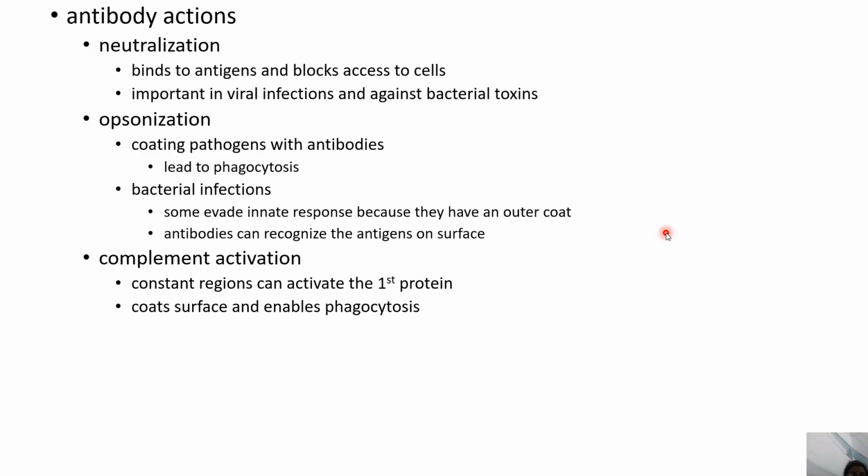Okay, neutralization binds to antigens and blocks access to cells. It is important in viral infections and against bacterial toxins. Opsonization is coating pathogens with antibodies, leading to phagocytosis, in bacterial infections. Some evade the innate response because they have an outer coat. Antibodies can recognize antigens on the surface. Constant regions can activate the first complement protein, coat the surface and enable phagocytosis.